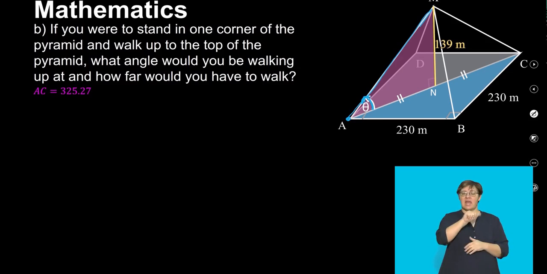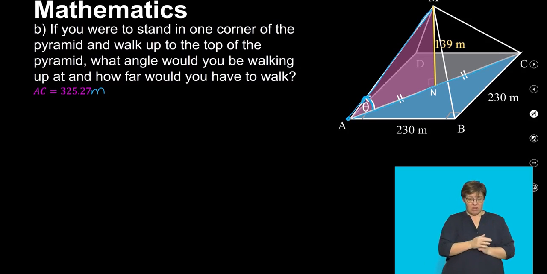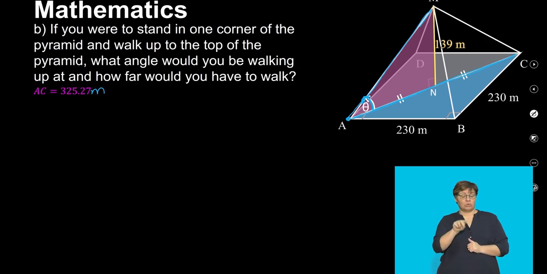Remember, we've already found that AC is 325.27 meters. And we're going to need that because if the whole diagonal is 325 meters, that means this point here, N, will divide the line in half. So AN will equal NC. And that's where we're going to begin our calculations, because if we look at the triangle that we're trying to find, it's this pink triangle here. So we're going to use this triangle, AMN, which is a right angle triangle. Here's our right angle. Remember, I showed you earlier, it's sitting there. And we can find AN.